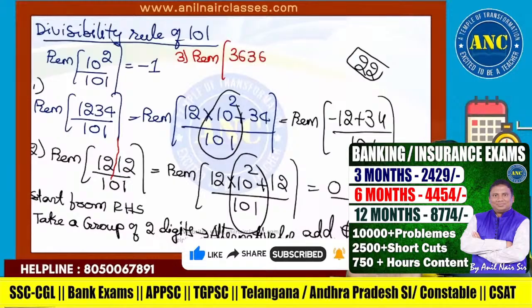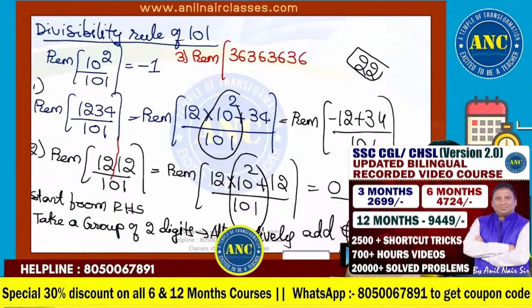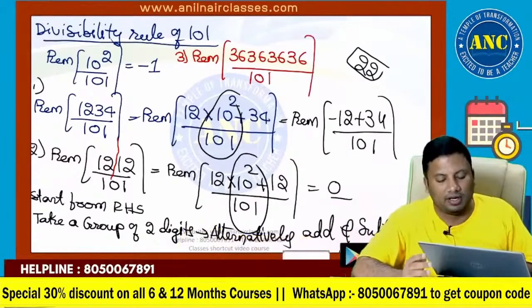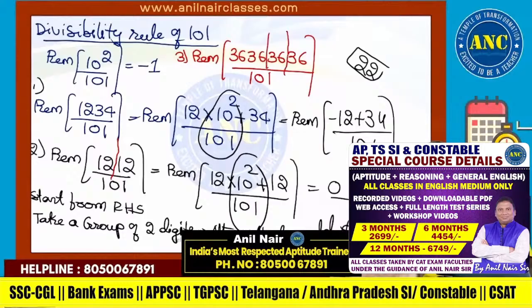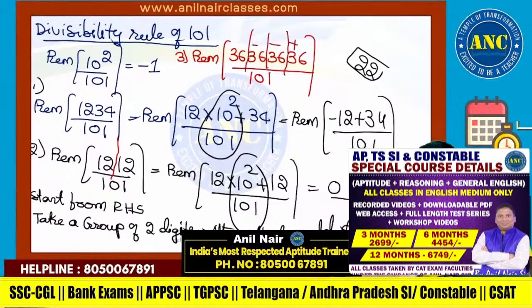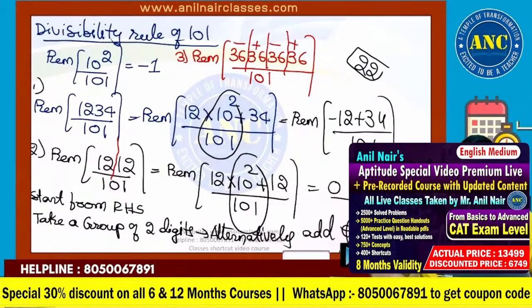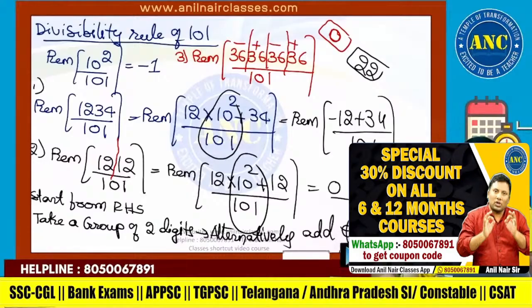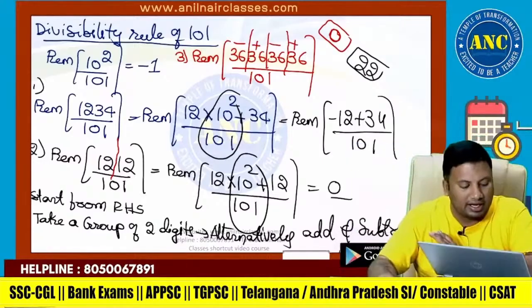36, 36, 36, 36 divided by 101. Now take a group of 2 digits, alternatively add and subtract. Answer is nothing but 0. I hope the idea is clear.